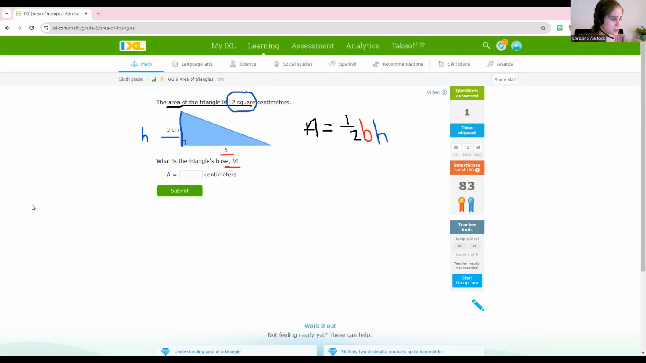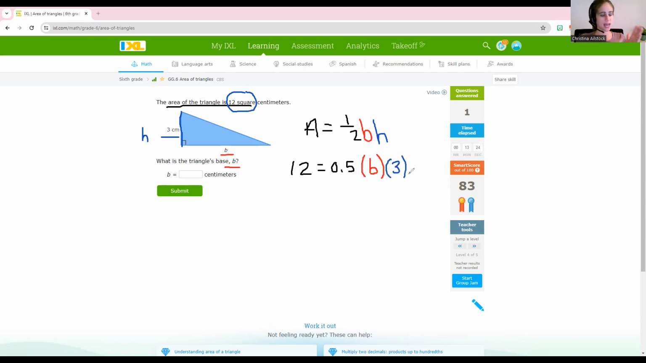We know the area is 12, so instead of having an A, an unknown variable, we're going to put 12 in because we know that that is 12. I'm going to rewrite this fraction as a decimal because I just like that better, but if you're fine with the fraction form, do it. And then that's being multiplied by our base, but we don't know what that is, so that stays a variable. And then it's being multiplied by our height, which is 3.